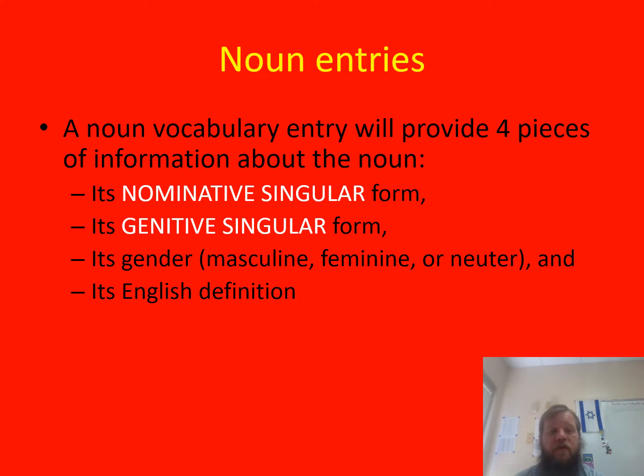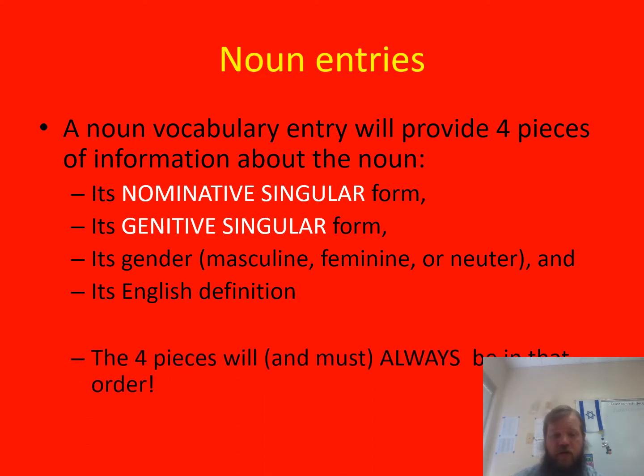So nominative singular, genitive singular, gender, English. It will always be 4 pieces. They will always be in that order. They cannot be out of that order. And that's going to be important when we do our vocab quiz, and we'll talk more about that in our daily video. But the order is not flexible. You must list things in that order.